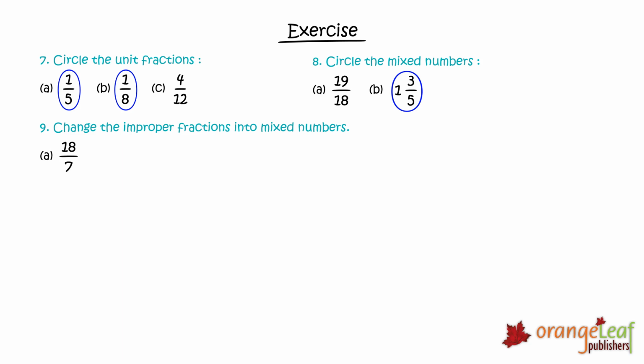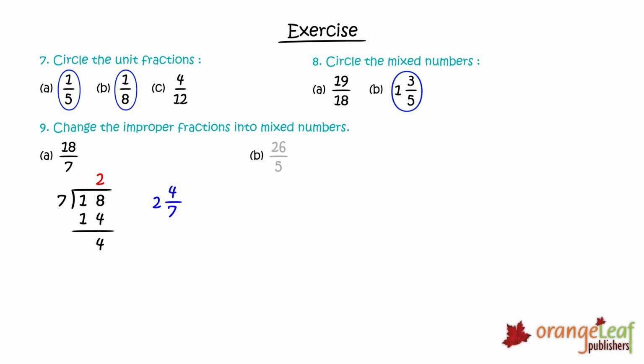Here, step 1, divide the numerator by the denominator. Step 2, write the quotient as a whole number part. Step 3, write the remainder of the quotient to form a fraction. The answer you will get is 2 4 by 7.